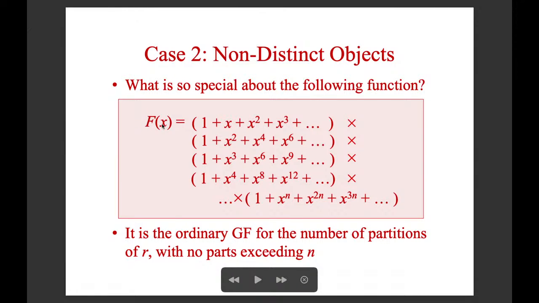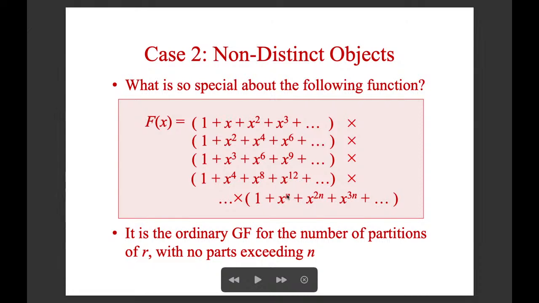Let's consider this particular function f(x). f(x) is equal to (1 plus x plus x squared plus x cubed and so on) multiplied by (1 plus x squared plus x^4 plus x^6 and so on) multiplied by (1 plus x^3 plus x^6 plus x^9 and so on), and so on, up to (1 plus x^n plus x^2n plus x^3n and so on). Now suppose that we have this generating function f(x), and let us consider the case where we want to find the coefficient of x to the power 4 in the resulting formula.